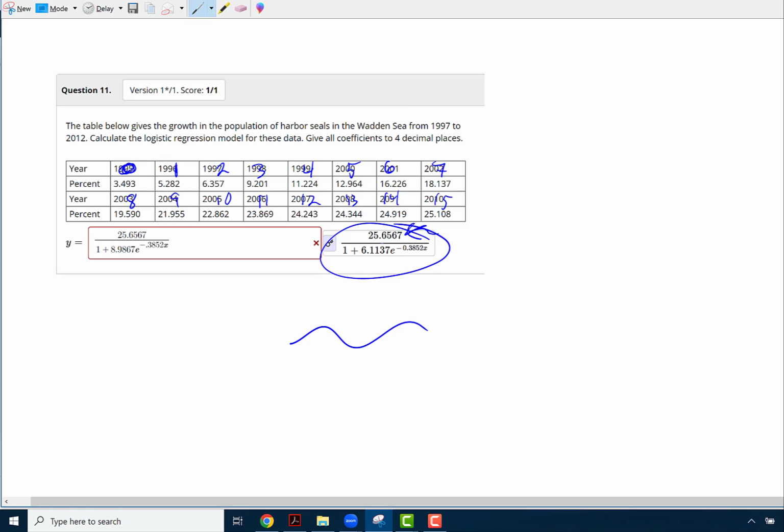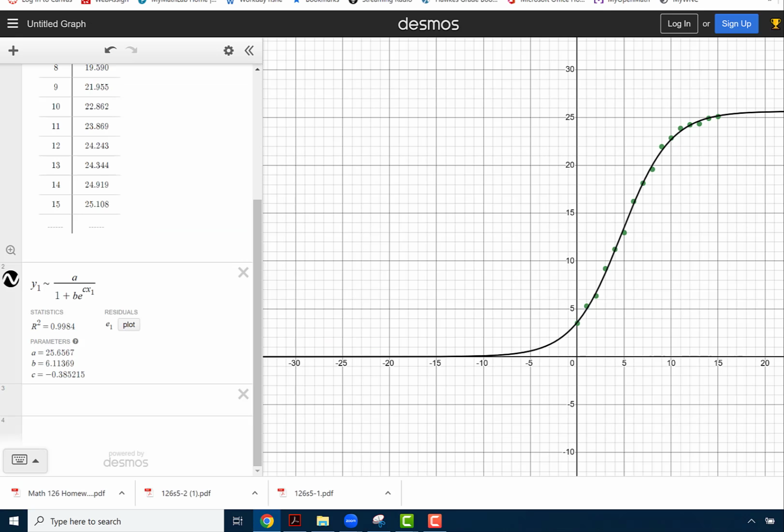And then e to the, and if you look at this right here, that's our C. Negative 3.852, is that what we got? Let's double check. Negative 3.85215. So going to 4 places, yep, that works. So that's how this process is done, and I hope that makes sense. If you have questions, please let me know.